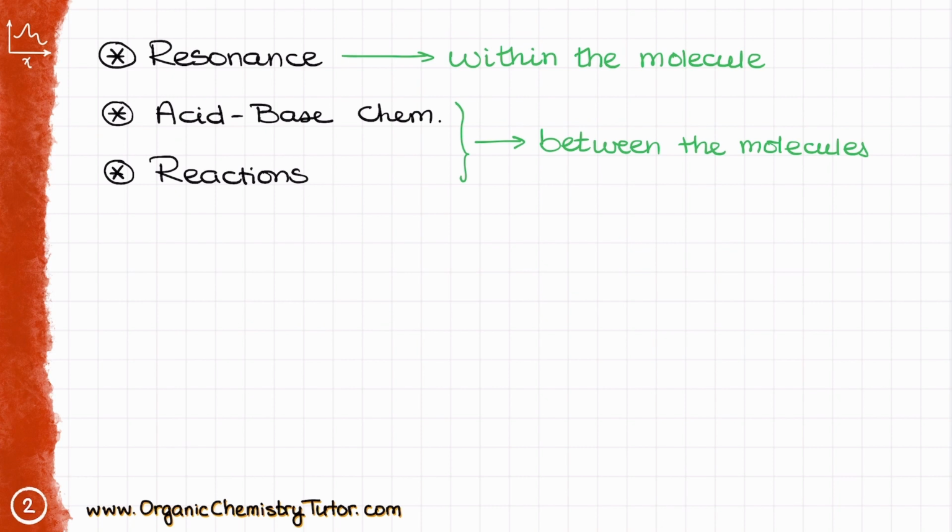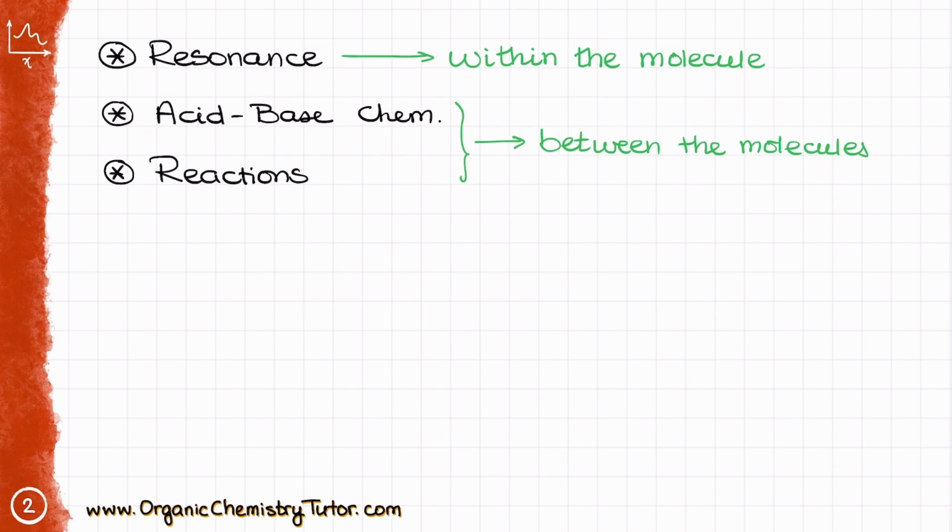Hello everyone, Victor is here, and in this video I'm going to talk about how we use curved arrows in organic chemistry. There are three main scenarios for using curved arrows in organic chemistry. First one is going to be in resonance, and we have already talked about resonance before and how to move electrons between the different resonance contributors.